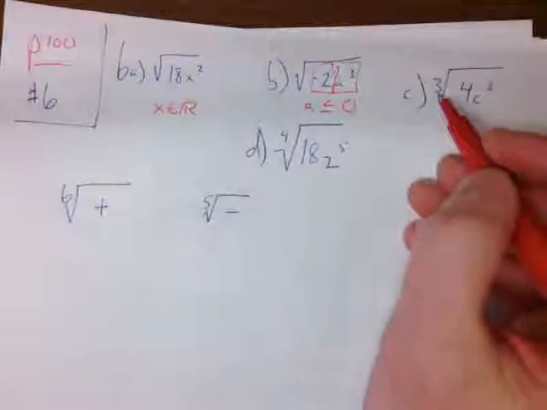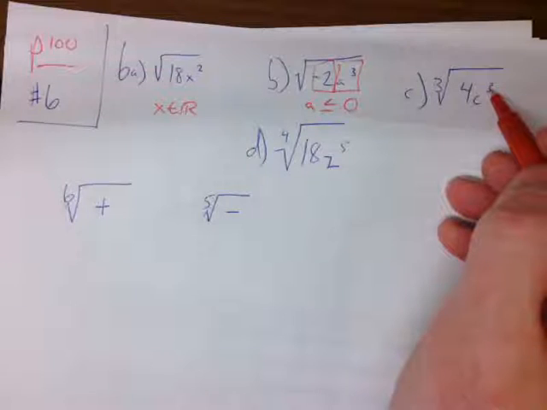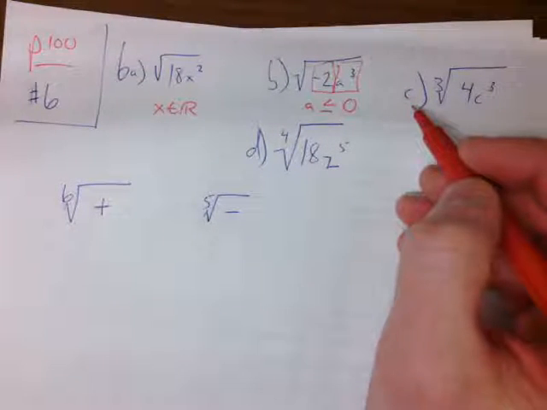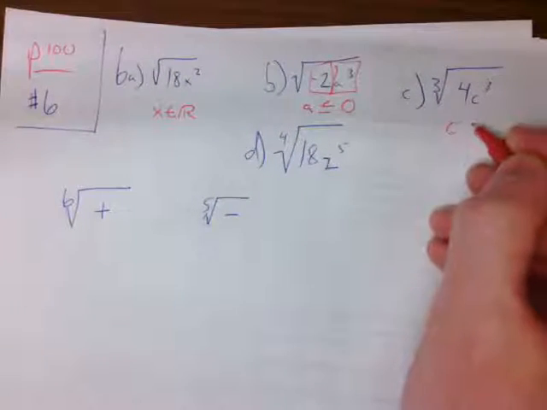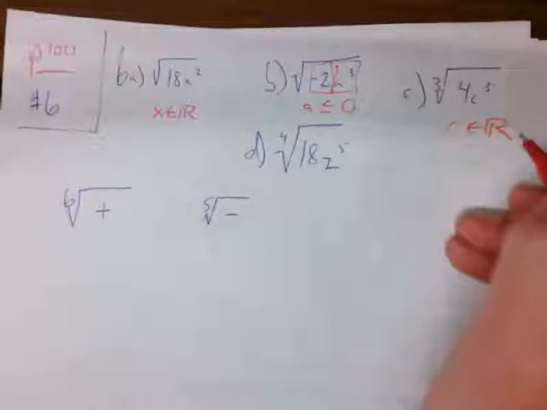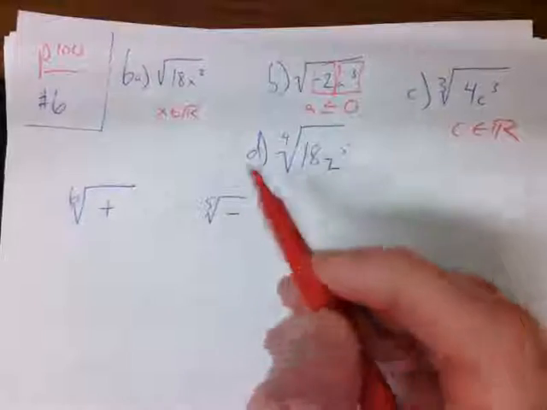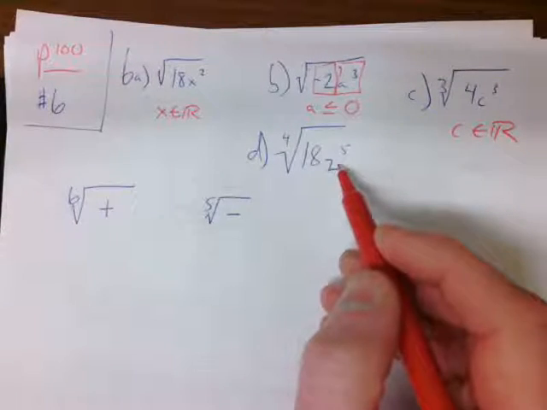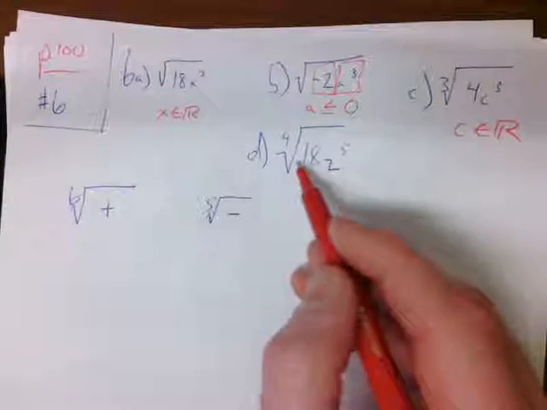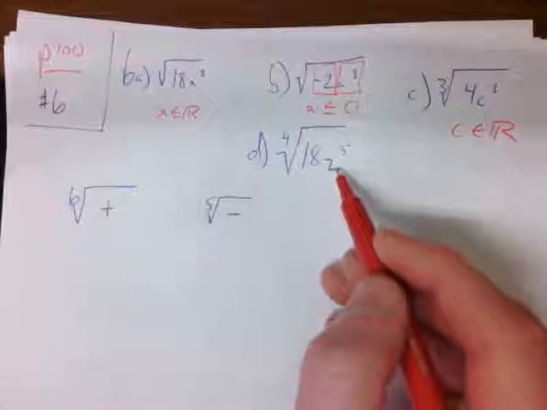For this one, we've got a cube root, so this can be negative because it's going to come out anyway. So c can be negative, which means it can be anything, because a positive is never a bad thing, well, unless it's here. And in this case, same idea. This is positive, so this will need to be positive.